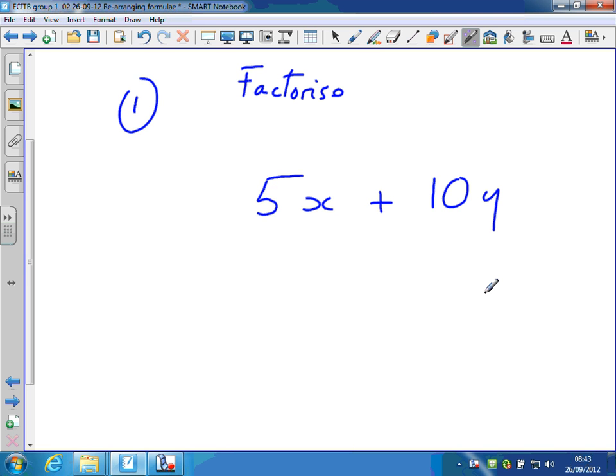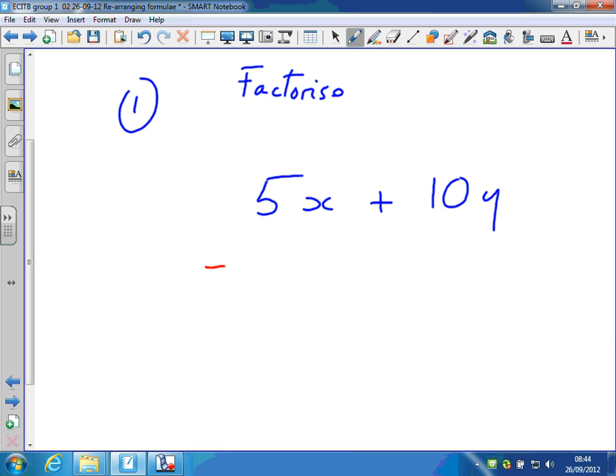And when I factorize something, I'm looking for a common element. It will be a number that's common to both of these. So x and y, remember, are numbers. They're not common because they're different. But we look for a number that might be common to both of these. Yes, 5 is common. 5 goes into 5 and 5 goes into 10. So I can remove 5 from a bracket.